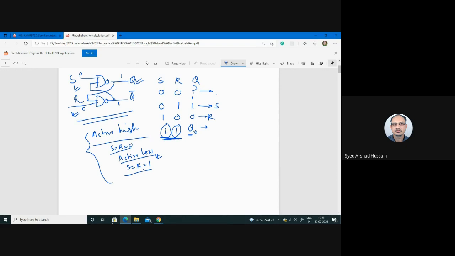So these are two types of circuits. Is it clear, Shilpi? Yes, sir.